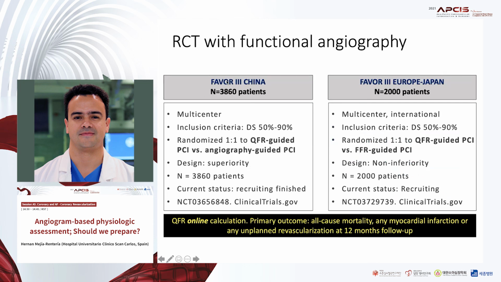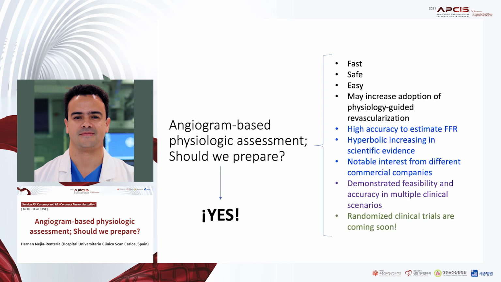These trials are the FAVOR 3 China and the FAVOR 3 Europe-Japan, which both have a large population size and are testing the superiority of QFR-guided PCI over angiography-guided PCI in the case of FAVOR 3 China, and the non-inferiority of QFR-guided PCI compared to FFR-guided PCI in the case of FAVOR 3 Europe. So therefore, I would say definitely yes, we should be prepared for an angiogram-based physiological assessment.